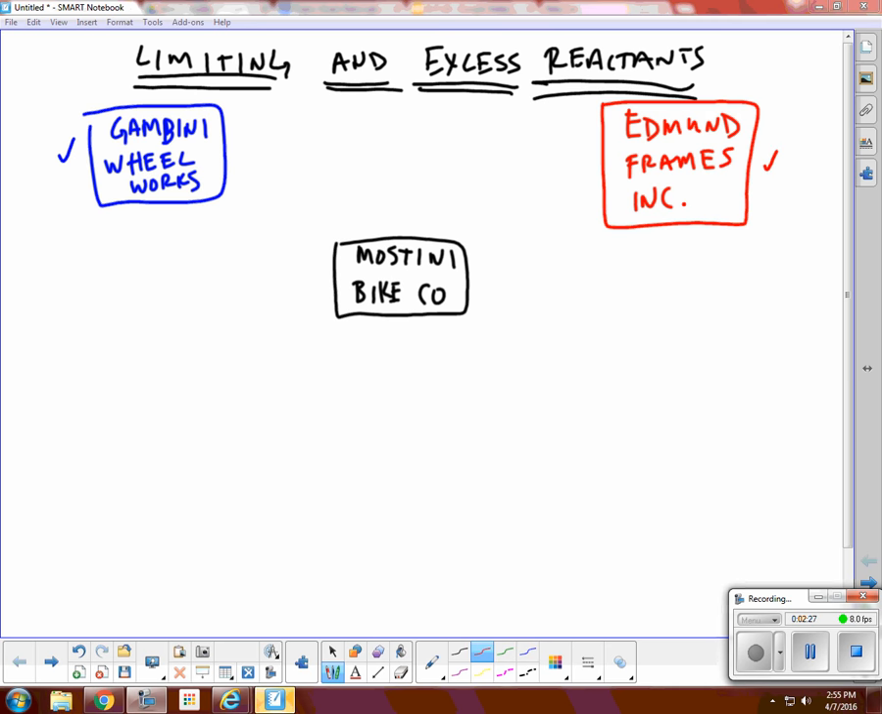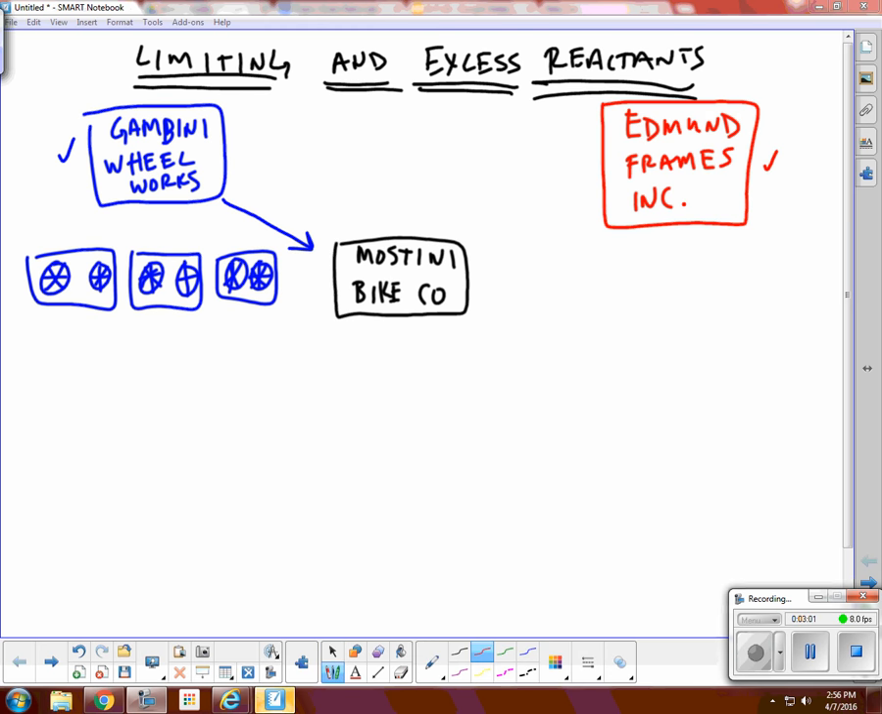So the way that this works, and this is all super complicated bike terminology, and bike information, trade secrets. The Gambini Wheel Company delivers wheels to the Mastini Bike Company, and they deliver those wheels in big trucks, and each truck has two wheels. They deliver the wheels kind of in sets of two. So you have packages of wheels in sets of two. So wheels from the Gambini Wheelwork Company come in sets of two.